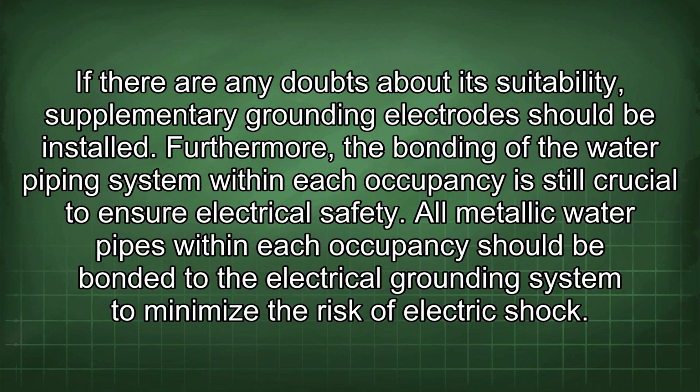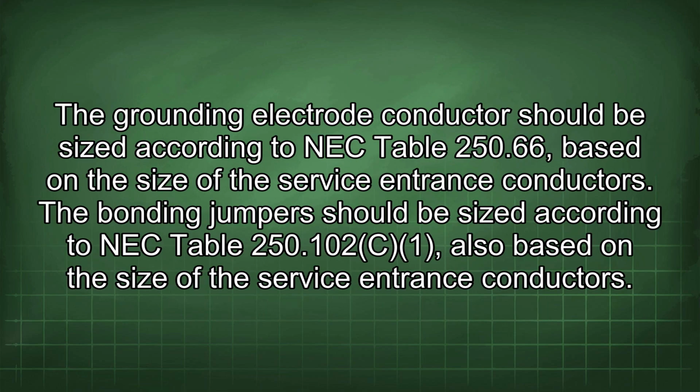Furthermore, the bonding of the water piping system within each occupancy is still crucial to ensure electrical safety. All metallic water pipes within each occupancy should be bonded to the electrical grounding system to minimize the risk of electric shock. The grounding electrode conductor should be sized according to NEC Table 250.66 based on the size of the service entrance conductors. The bonding jumper should be sized according to NEC Table 250.102 also based on the size of the service entrance conductors.